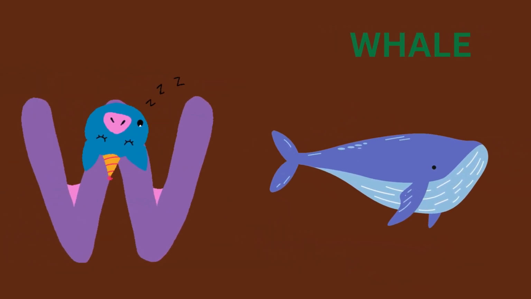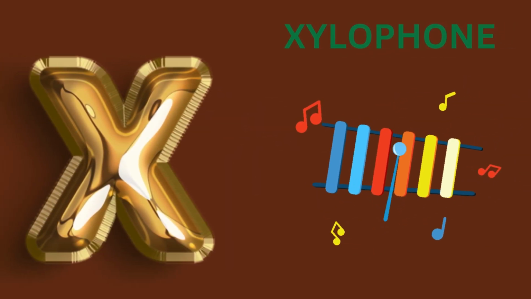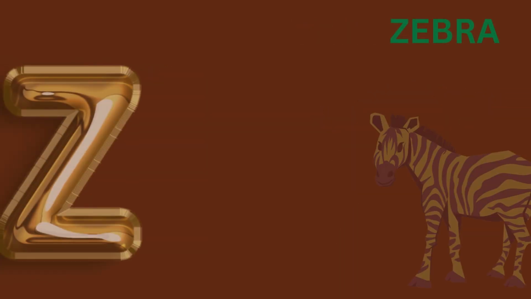W is for whale, singing deep songs. X is for xylophone, ding dong. Y is for yawn, time to rest. Z is for zebra, stripes are the best.